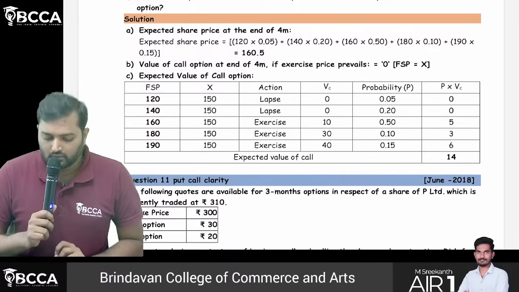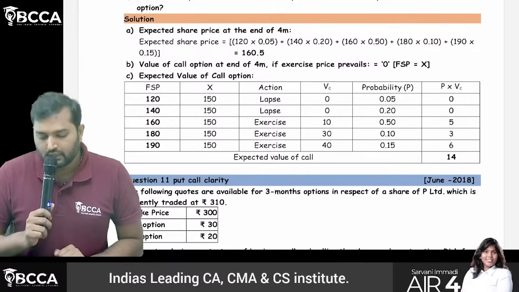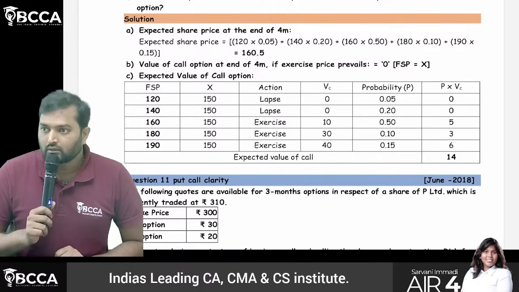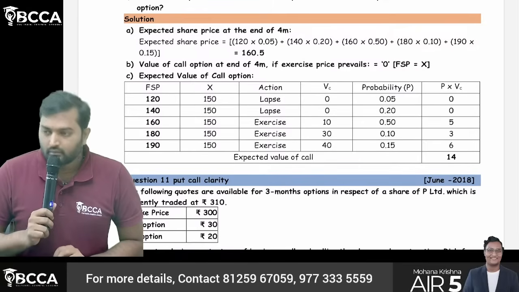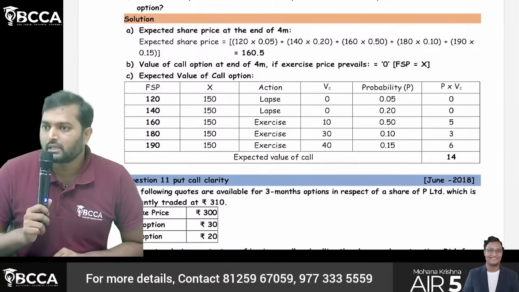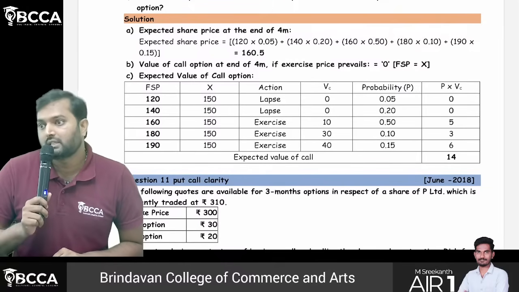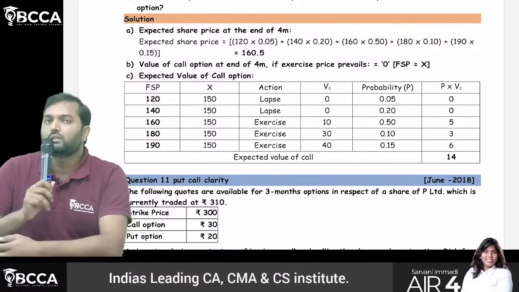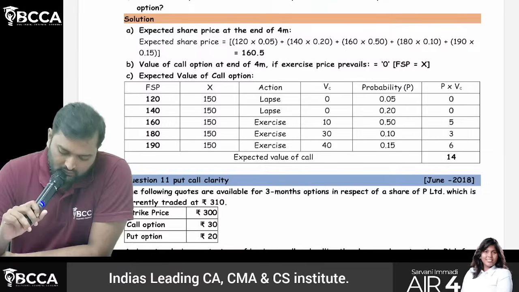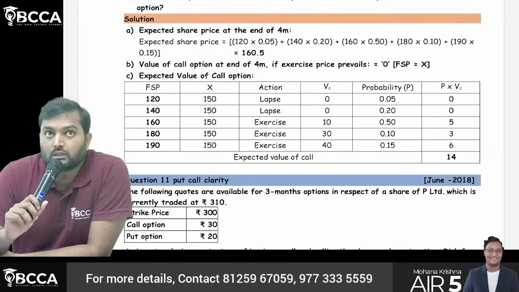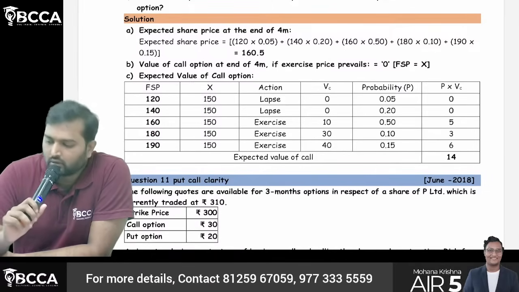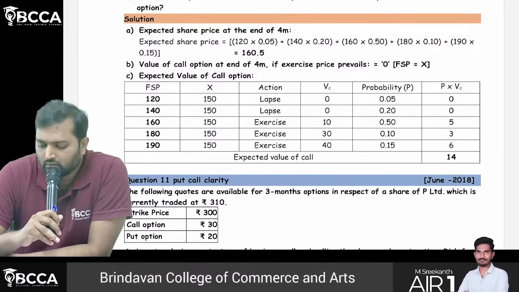So what is the value of a call? First case, 0. Second case, 0. Third case, 10 rupees, because I'm exercising the right to buy at 150 when the market price is 160. I'm getting a benefit of 10. So the value of a call option is equal to 10. And next, value of a call option 30. And next, 40. So probability is given.